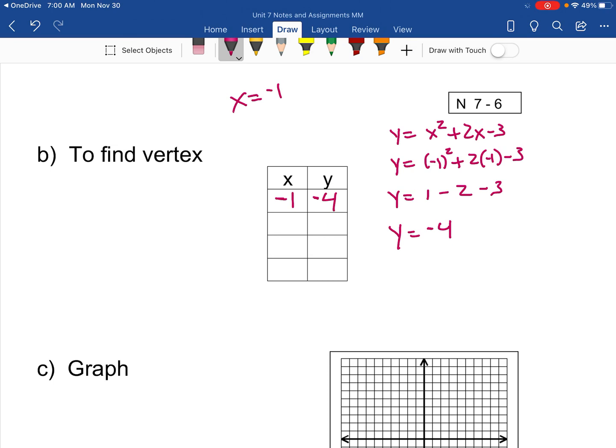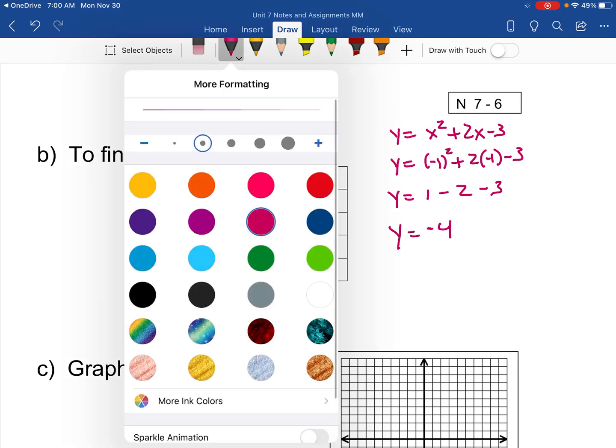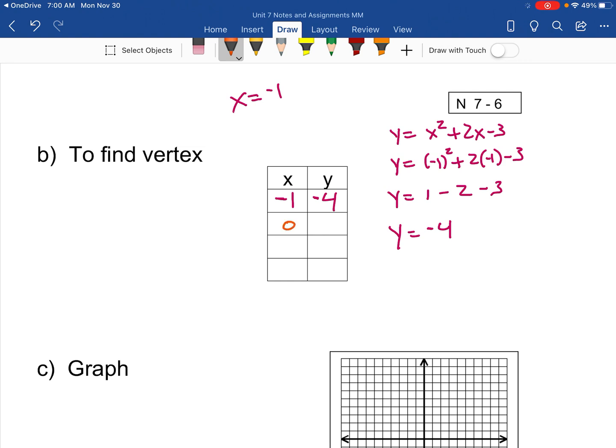Now the next point I would like to get is what y is when x is 0. I'm going to plug in 0 for x. This one's usually easy, and you guys are going to see a pattern here that will help you do this quicker. 0 squared is 0 plus 0, so y is negative 3. If you notice, that is my c value. So when x is 0, y is negative 3.